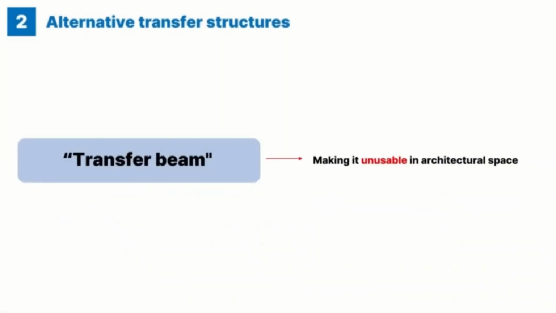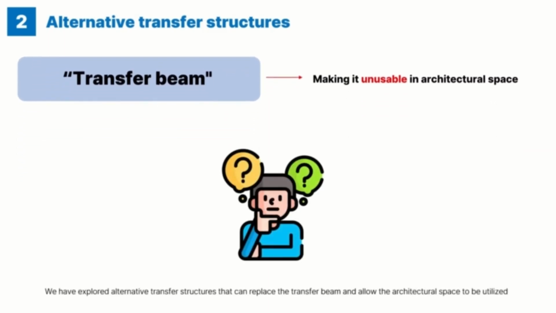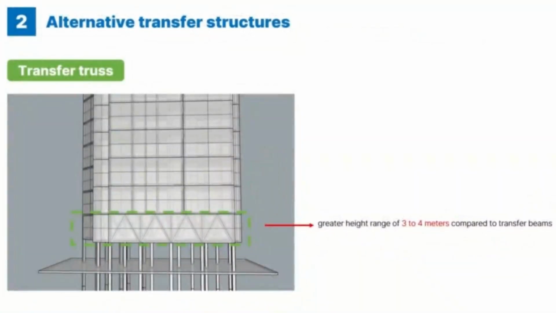However, the transfer beam in the architectural plan blocks the entire area except for the core, making it unusable as architectural space. As mentioned before, the transfer floor supports the upper structure and transfers its load to the lower structure. Therefore, we have explored alternative transfer structures that can replace the transfer beam and allow the architectural space to be utilized. One such option is a truss system.